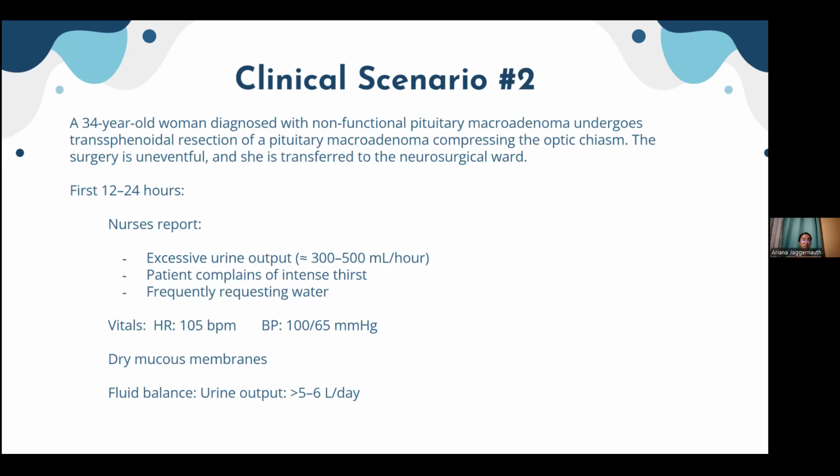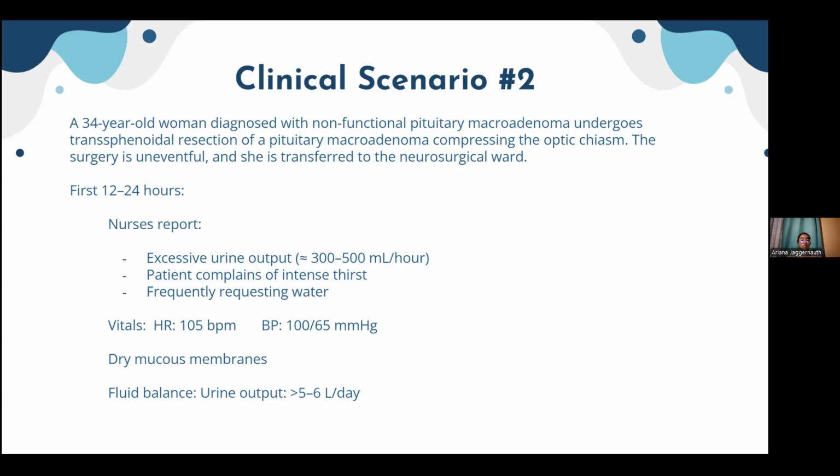So getting into another clinical scenario, right? Here we have a 34-year-old woman who's diagnosed with a non-functional pituitary macroadenoma that has been compressing the optic chiasm, and she undergoes transsphenoidal resection. Surgery is uneventful and she is subsequently transferred to the neurosurgical ward. In the first 12 to 48 hours, nurses report that the patient has excessive urine output of 300 to 500 mils per hour, and she's complaining of intense thirst and frequently requesting water.